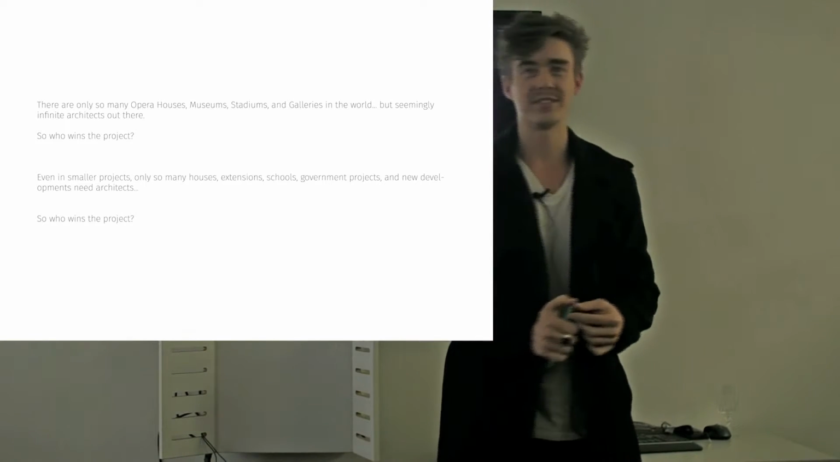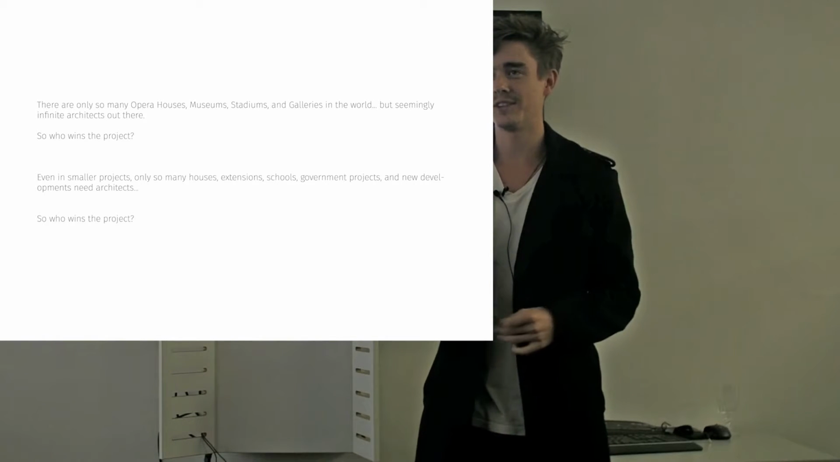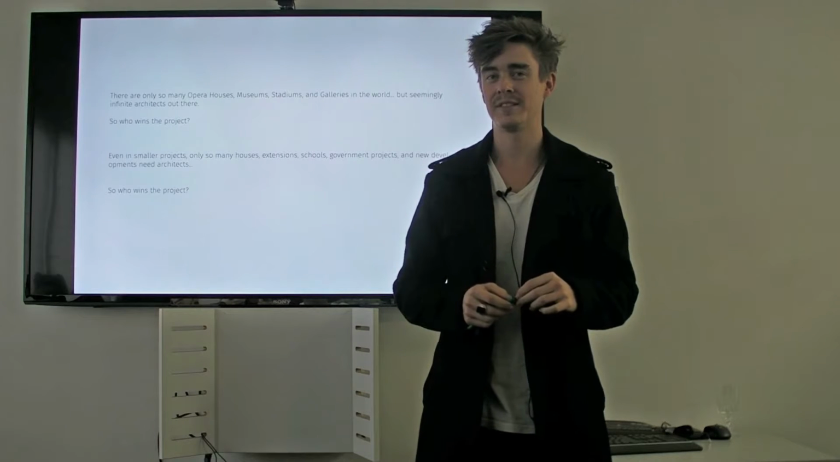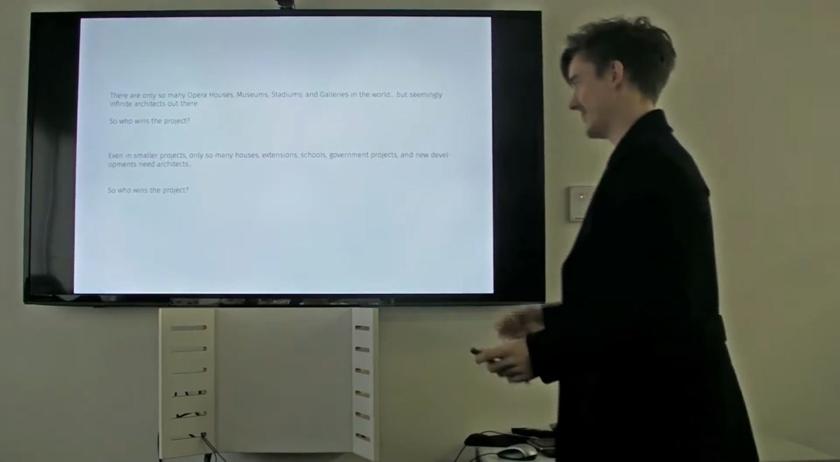I think there was a statistic last week that about 4% of residential construction work in Perth is done by architects. The rest is done by project home developers. So that's a tiny little chunk that we're all fighting for. Interesting.